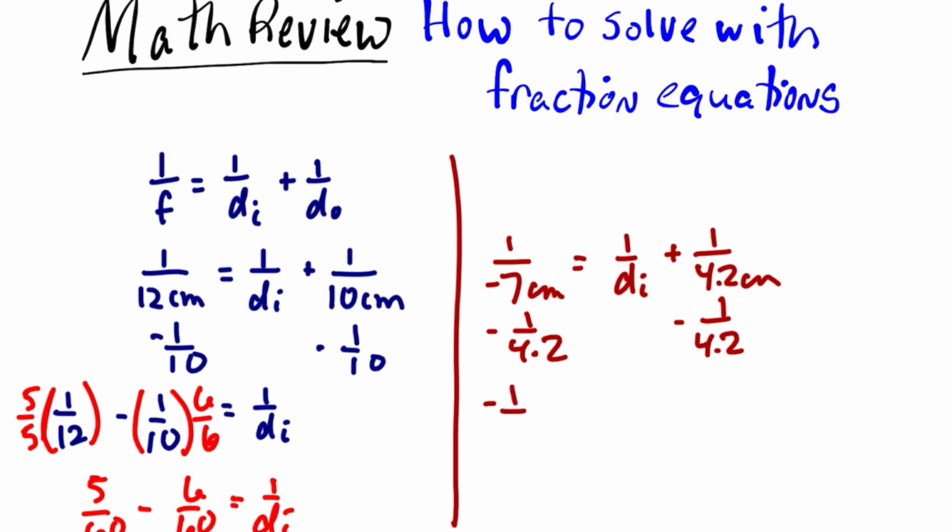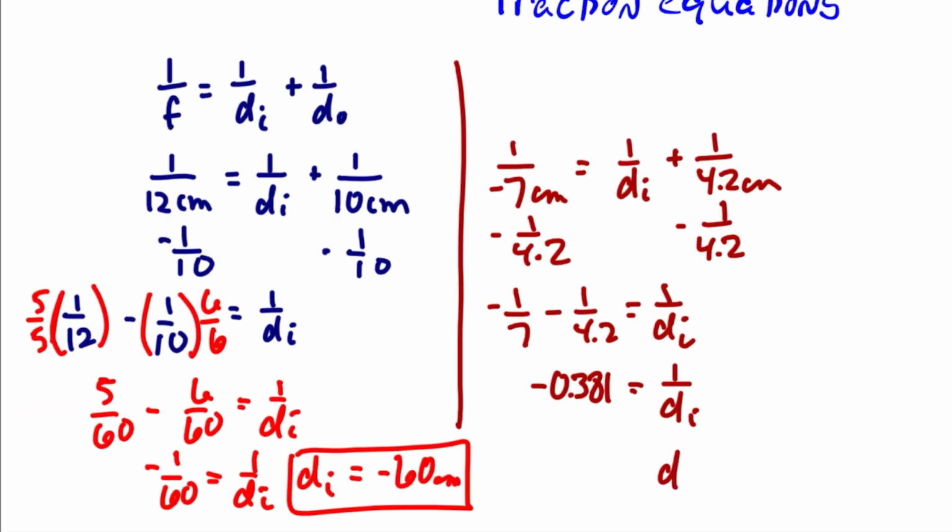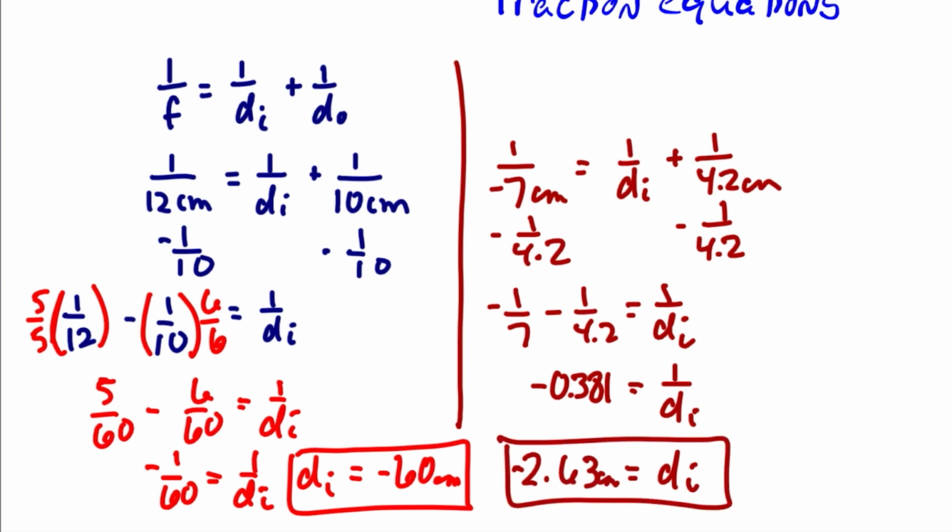So then I have negative 1/7 minus 1 over 4.2 equals 1 over d sub I. At this point, I'm going to punch into my calculator. Negative 1 divided by 7 minus 1 divided by 4.2 equals. That's going to give me 1 over d sub I is equal to negative 0.381. So then when I want d sub I, I'm going to take 1 divided by that decimal, which gives me a negative 2.63 centimeters. Ponder physics.